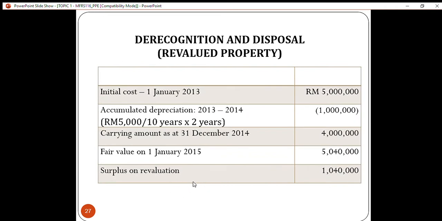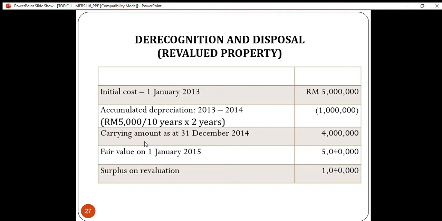First, let's have a look at the calculation for revaluation surplus or deficit on 31st December 2014. The initial cost of the plant is RM 5 million, minus the accumulated depreciation for 2 years, 2013 to 2014. So the accumulated depreciation is 1 million. This is the calculation for the accumulated depreciation: 5 million divided by 10 years times 2 years. So the carrying amount of the plant on 31st December 2014 is 4 million.